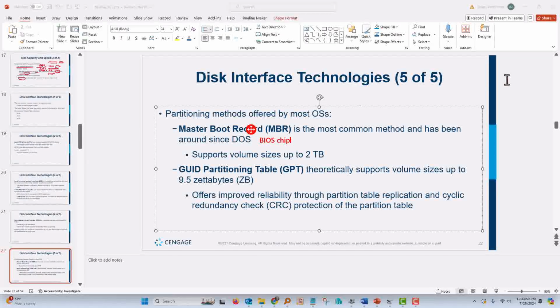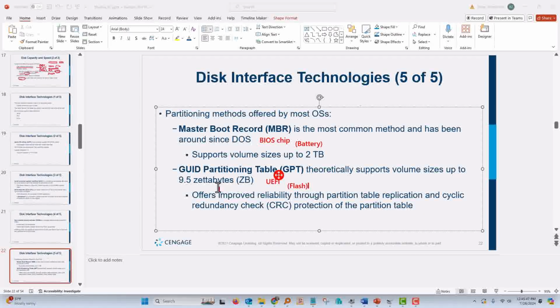Today we have a more expandable and graphical type of chip called the UEFI chip. By the way, the BIOS chip had to have a battery backup in order to keep it alive. The UEFI chip uses a flash memory so that it is non-volatile and doesn't have to have that battery backup. Notice that only 2 terabytes can be supported with the old MBR style of partitioning, whereas with the UEFI you can get up to 9.5 zettabytes.